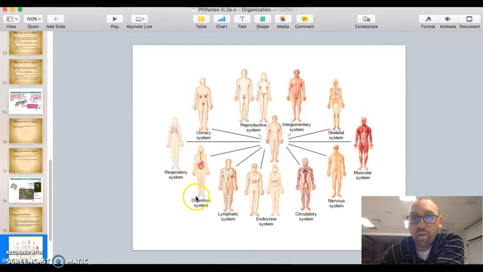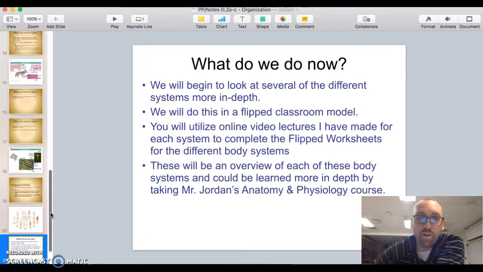And these are just a quick example of what they are. There are actually 11 body systems. We will not go over the reproductive system. You can do that in health class, but otherwise we'll look at the integumentary system, which is essentially your skin, your skeletal, your muscular, your nervous, your circulatory, sometimes called cardiovascular, the endocrine, the lymphatic, the digestive, the respiratory, and then your urinary, or sometimes called excretory system. Those are the systems that we're going to go through.